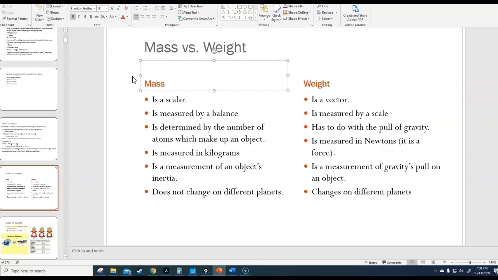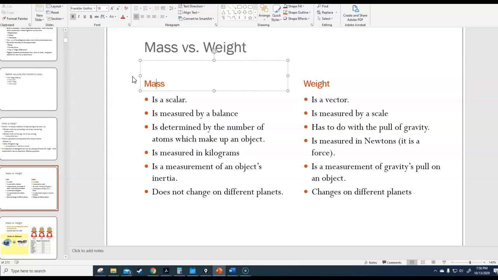Mass is a scalar, weight is a vector. That means weight has both magnitude and direction. The direction of weight tends to be down because weight is actually what we call the force of gravity. We'll talk about that later. Mass is measured by a balance, like a triple beam balance. Weight is measured by a scale. And if you thought those were the same things, they're not.